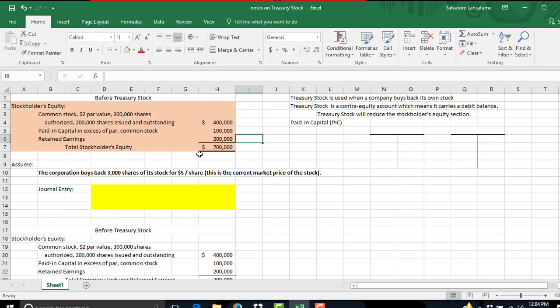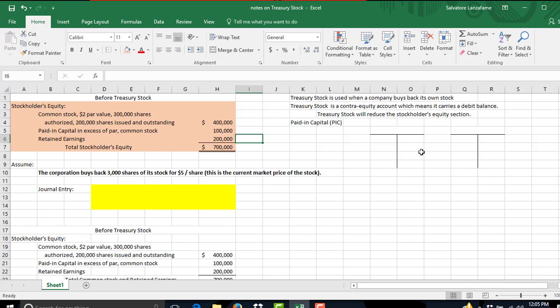So before we get into the example, let's take a look over here to the right side of the screen under column K through Q. You'll notice that I have a little definition. Treasury stock is used when a company buys back its own stock. So reasons for something like this, a company might be worried about a hostile takeover, or maybe they're trying to make their stock a little bit more attractive and they may take it off the market. Maybe people may want it more.